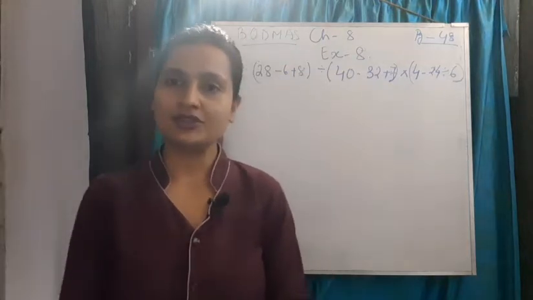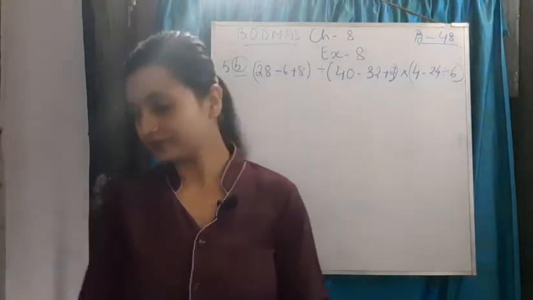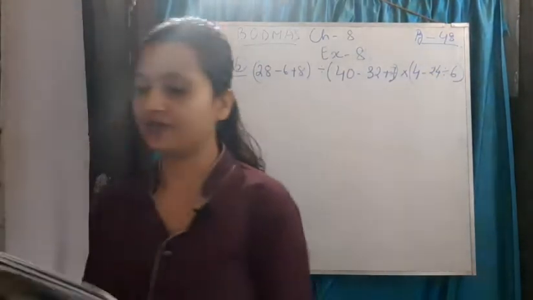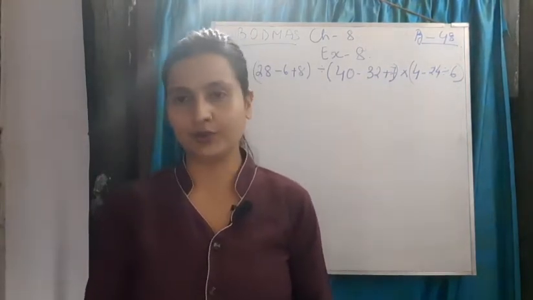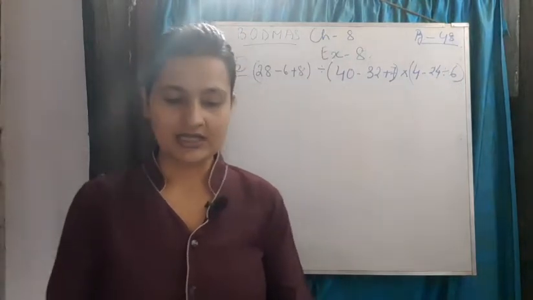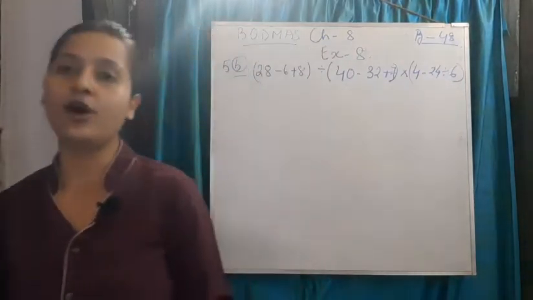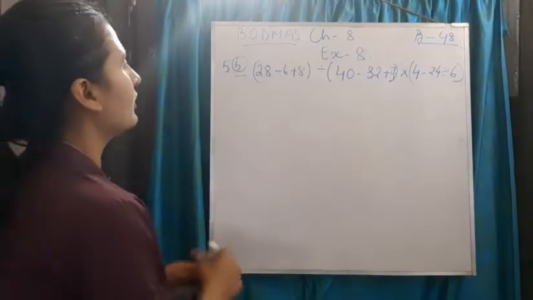So today I'm going to show you how to solve question number 5. In question number 5, you are asked to find the value of each of the following. You can see page number 48. So we have to find the value of the given equation. Here is the equation. So we will solve 5b.